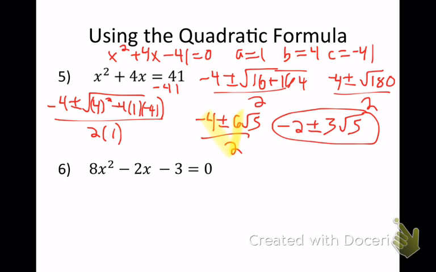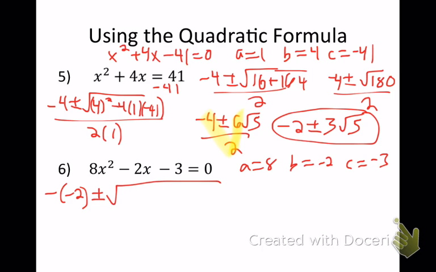For number 6, I need to identify A, B, and C. Bennis, give me A, B, and C. What'd you have? C is negative 3. Great. So I plug it in here now. I have negative, parentheses, negative 2, plus or minus the square root of negative 2 squared minus 4 times 8 times negative 3, all over 2 times 8.